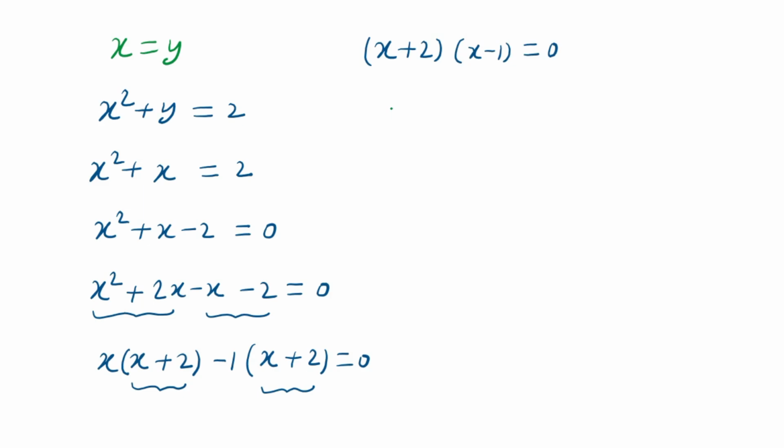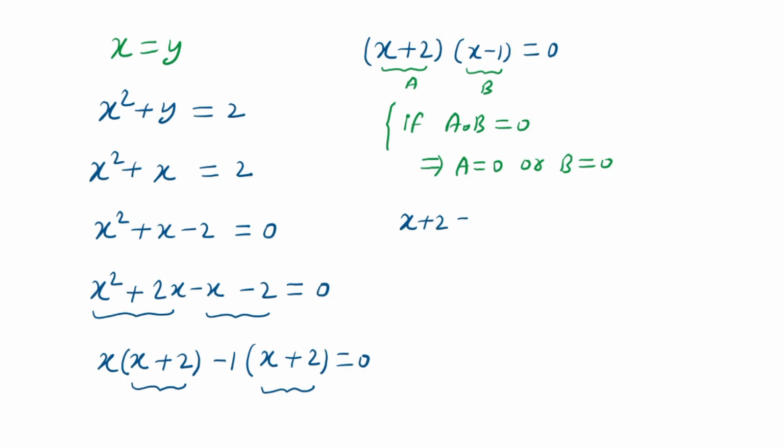Here we will apply this rule. If a into b, this is equals to 0, this implies value of a is equals to 0 or value of b is equals to 0. Suppose this expression is a and this expression is b. Then here we will apply this rule, then you can say x plus 2, this is equals to 0, or x minus 1, this is equals to 0. Here value of x is equals to minus 2, and here value of x is equals to 1. In this case we have two possible values of x. First value of x is equals to minus 2 and second value of x is equals to 1.